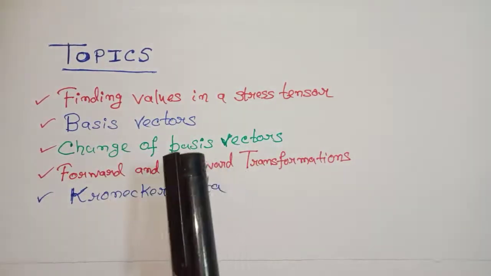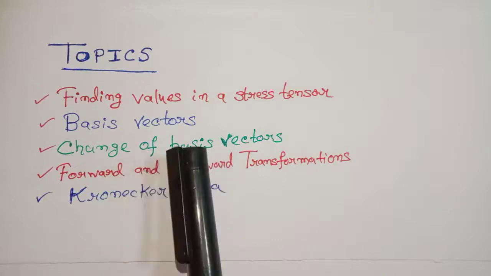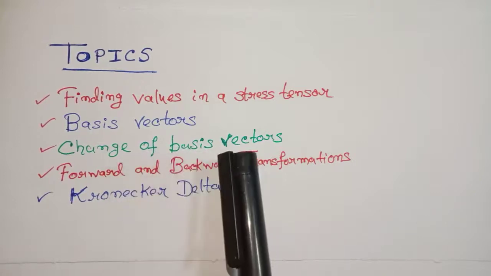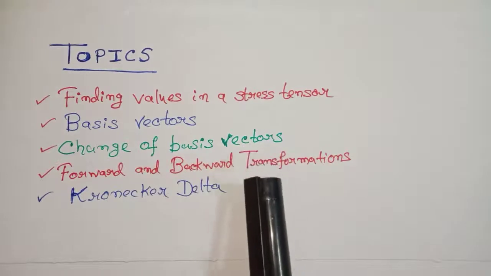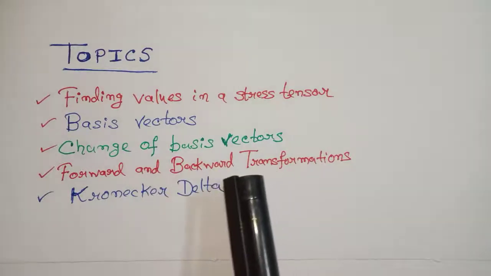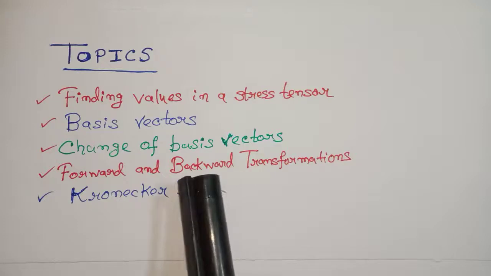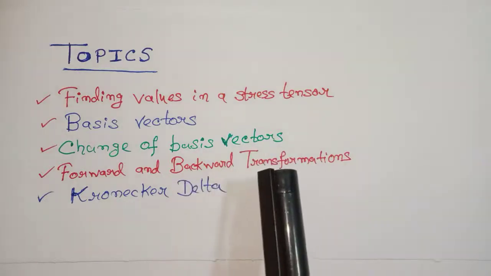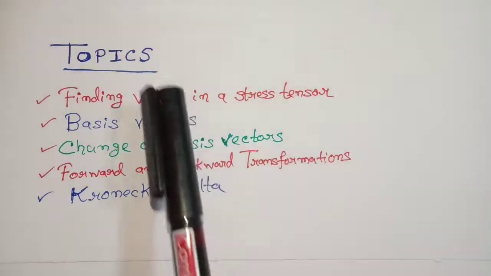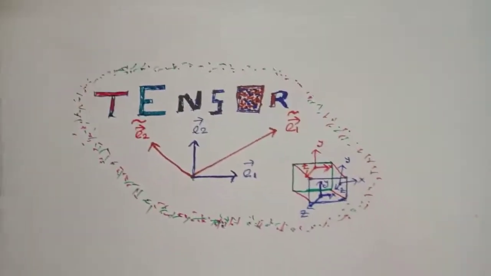Basis vectors, those who have gone through vectors, which is a basic idea in physics, must know what a basis vector is. Change in basis vectors actually relates to forward and backward transformations. Forward and backward transformation is extremely important when we go forward in understanding Einstein's general theory of relativity. You will see this transformation of the axis is important, and that is why we look into tensor and Kronecker delta. We won't do much with Kronecker delta.